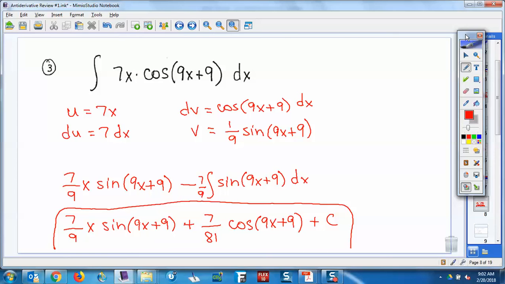Okay? So u times v, 7 times 1/9 is 7/9 with an x and a sine. And then v du, the 1/9 and the 7 make 7/9. And just pull that outside, I get sine. Again, I'm going to do the antiderivative. I'm going to kick out a 1/9 here when I do the antiderivative. And the antiderivative of sine is negative cosine, so that turns to a plus. 7/9, and then another 9 on the bottom is going to be 7 over 81.